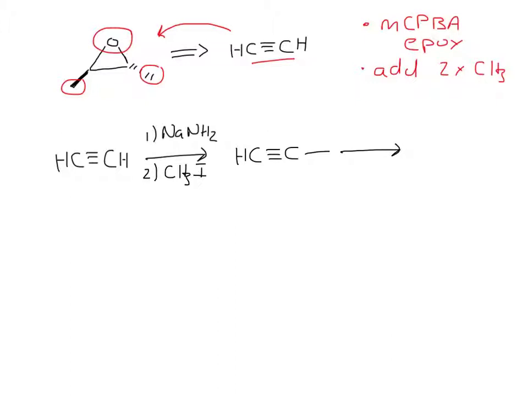Then we can just repeat this process to add the methyl group to the other side of the alkyne. Well, now we have the 4 carbons that we need in our epoxide product. So remember that we do MCPBA epoxidations on alkenes, not alkynes. So we need to get this alkyne to an alkene.